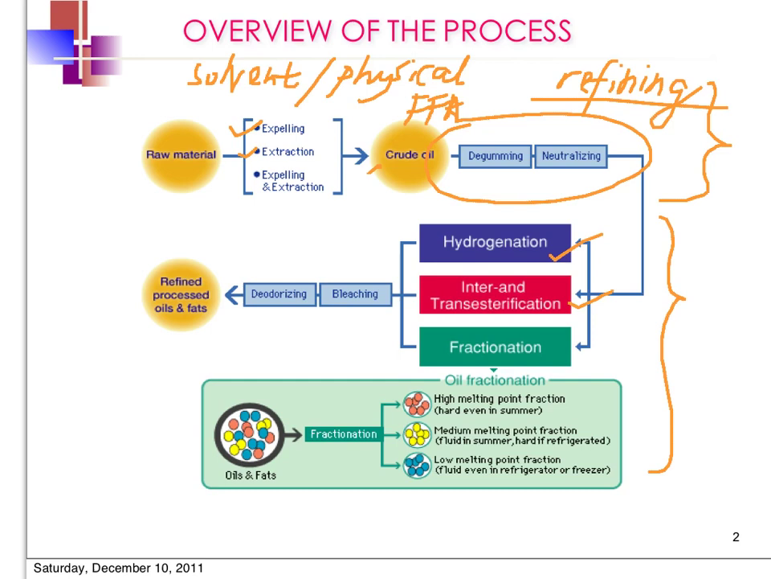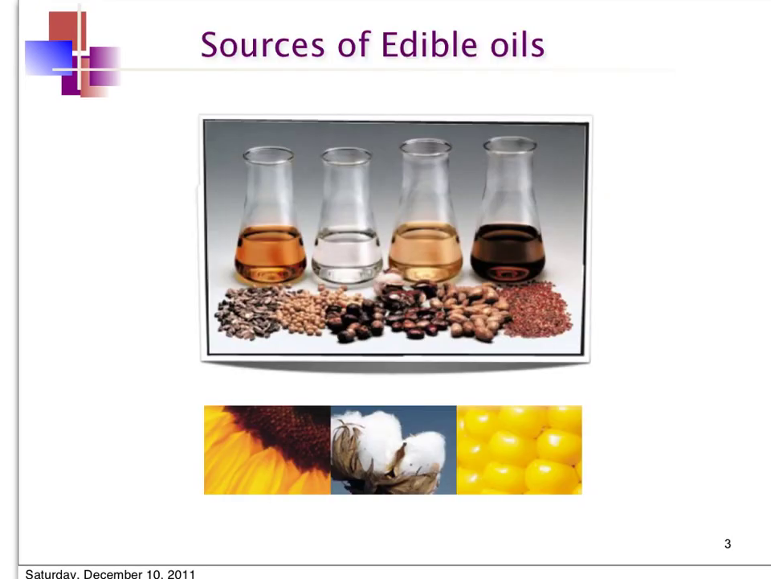Then there is also the interesterification process and also the fractionation process. The idea of these modification processes is to produce various types of oil products which have higher value and which can be used for many food applications. You may be familiar with a few types of vegetable oil, but commercial oil can be extracted from various types of seeds and fruits.